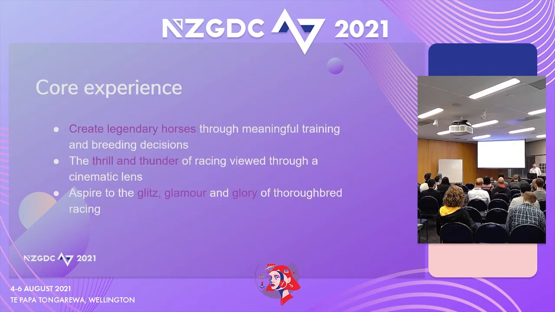So you want to liaise with your game designers, the people that are creating the core experience, and find out what it is about the game experience that they are trying to create and how it would influence the marketing material that you create. So based on the stuff that the game designers provided, we're able to make our core experience: create legendary horses through meaningful training and breeding decisions, feel the thrill and thunder of racing viewed through a cinematic lens, aspire to the glitz and glamour and glory of thoroughbred racing. So with that in mind, we're able to think, okay, what are the sorts of assets that we want to create? What is the messaging behind the things that we're trying to say? We've got a baseline of things that we want to adhere to and follow.